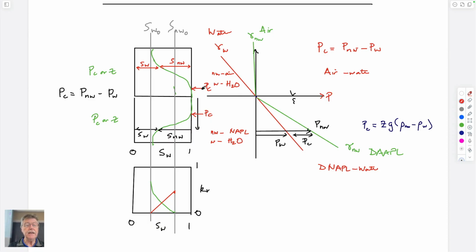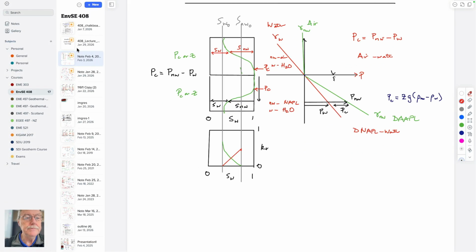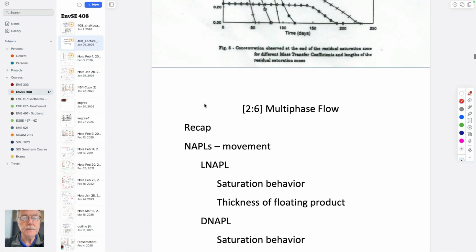So let's talk a little bit today about what we expect these saturations to look like, both in the vadose zone and below the water table, from maybe a more practical standpoint, using some observations from laboratories and field testing sites, among others. Okay. So I'm going to switch from this to this.